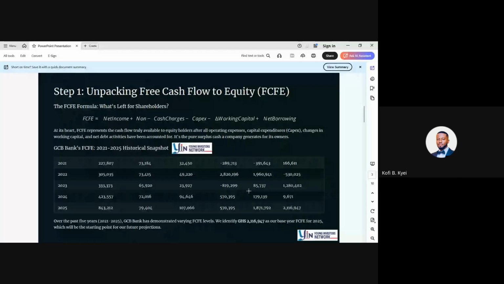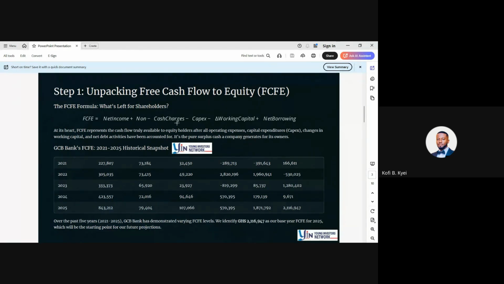So in 2021, the net income was 227 million. We have it in the data. I don't want to be switching back and forth. So the figure is 227807. Then let's look at the formula there. And as we are mentioning the figures, those are the respective figures.